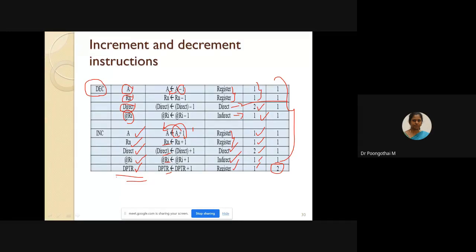And one more point is we have only the increment DPTR instruction, and the decrement version of DPTR is not available in 8051. Only we can increment the data pointer. We cannot decrement the data pointer. So that is the drawback in the 8051 architecture. So we can increment the 16-bit memory pointer. So the decrement version of DPTR is not available in 8051 instructions. So your arithmetic group instructions are completed here.